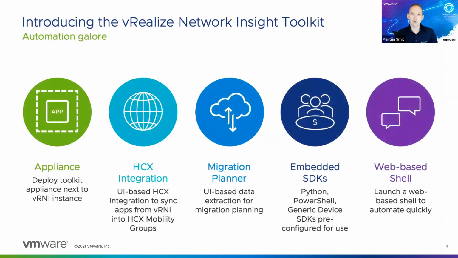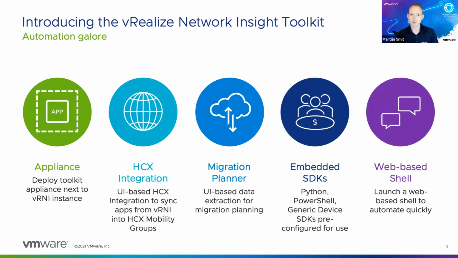So the vRealize Network Insight Toolkit, what is it? Well, it is an appliance. It's an OVA appliance that you can deploy into your environment directly next to vRealize Network Insight. It then connects to vRNI on a one-on-one mapping. So you set it up, and I will show you that in the demo, where you link it to a specific vRNI instance.